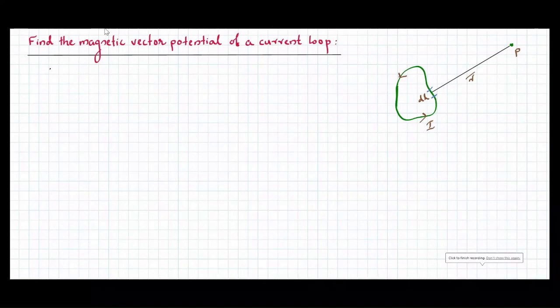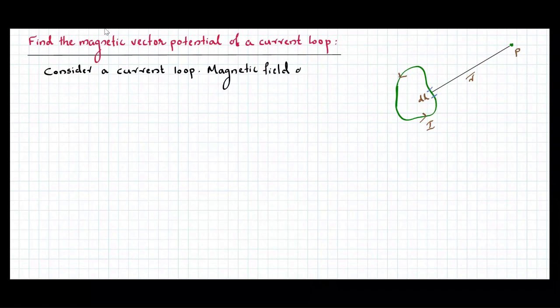Good morning all. We have seen magnetic vector potential. Now let us find the magnetic vector potential of a current loop. Consider a current loop as shown in figure. Let I be the current flowing through it.